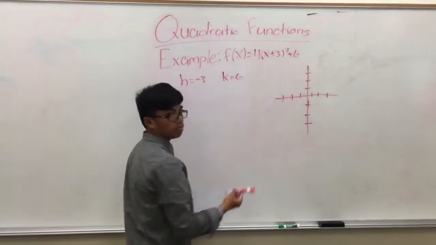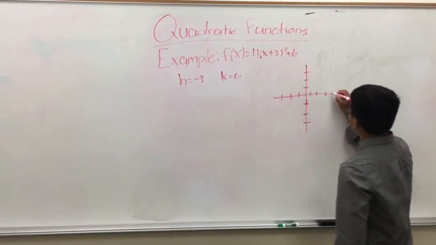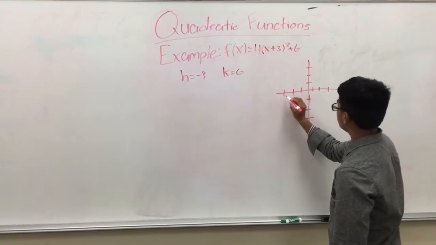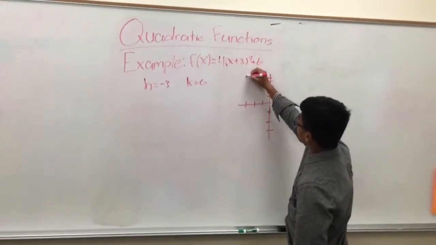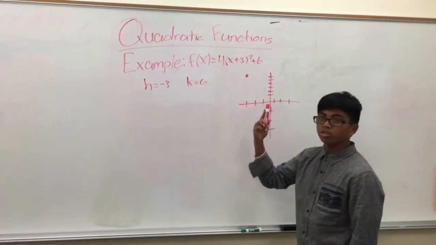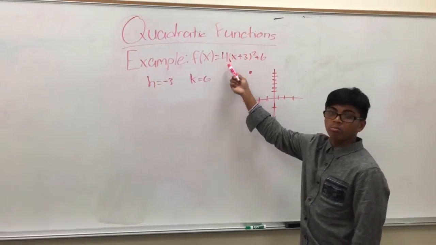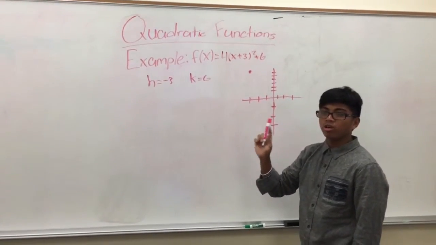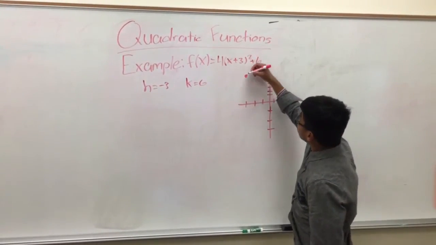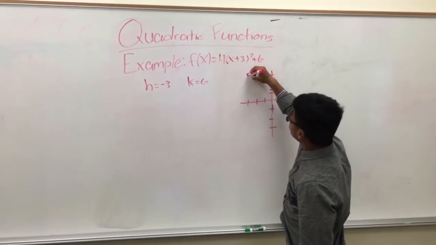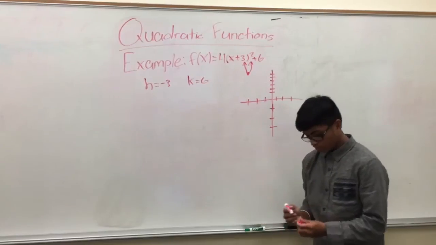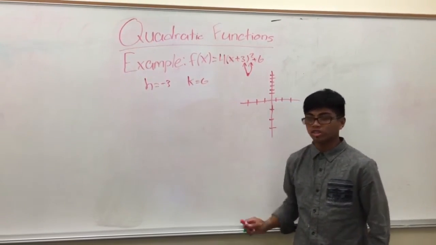And now we'll go onto the graph and plot it. So we'll go negative 3, 1, 2, 3, and then up 6 right here. And now the parabola should be facing upwards because 4 is positive, but then it will also be skinnier than the parent function of a parabola because it is a whole number. So it would look like this. And that is how you solve this function.